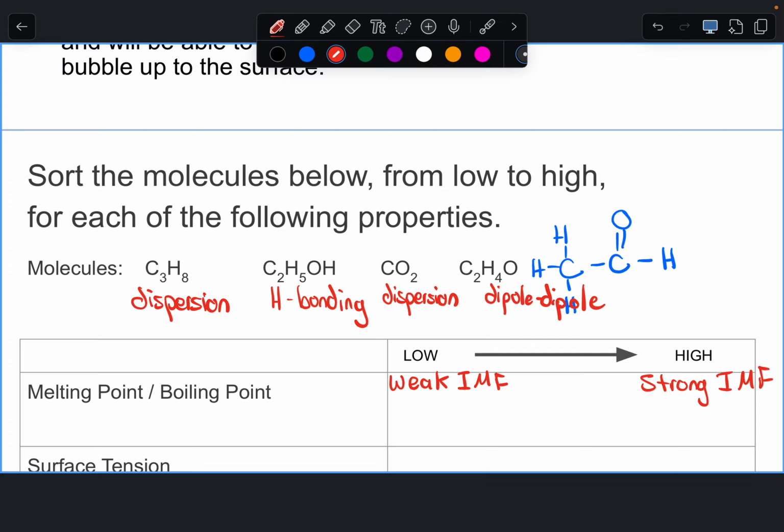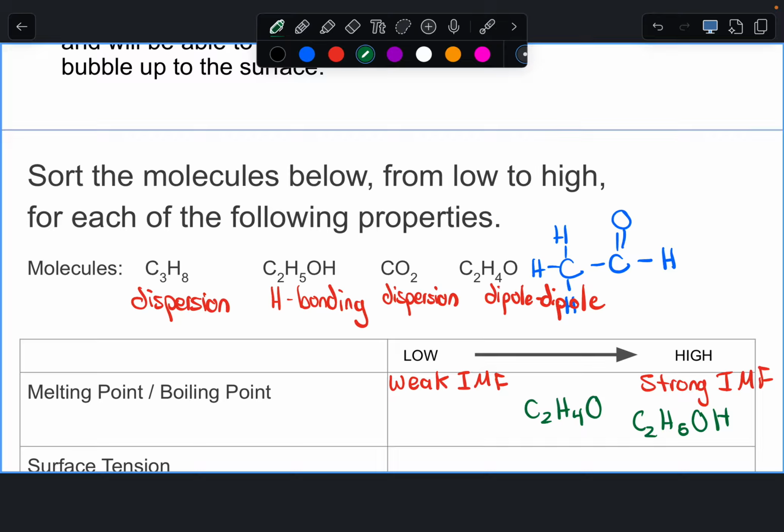Okay, so 2 of them are dispersion forces, so let's leave that for a minute. 1 is hydrogen bonding, so that's probably our strongest. So C2H5OH. And then this dipole one, that's probably the one in the middle. And then the 2 dispersion ones.